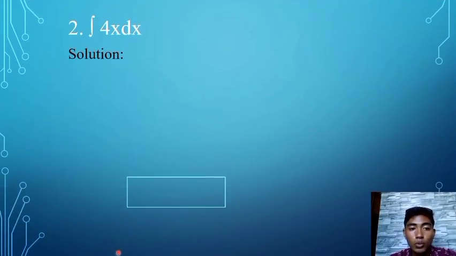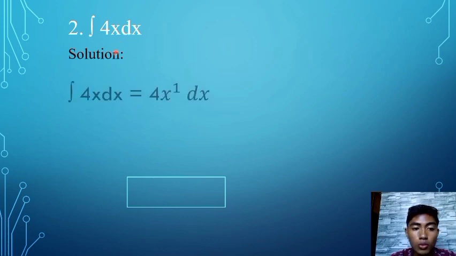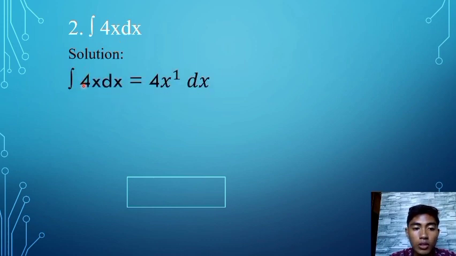For number 2, we have the integral of 4x dx. As you can see in our problem, we don't have an exponent. But in our solution, the integral of 4x dx is equal to the integral of 4x raised to 1 dx. Always remember, any variable that doesn't have an exponent has a visible 1.